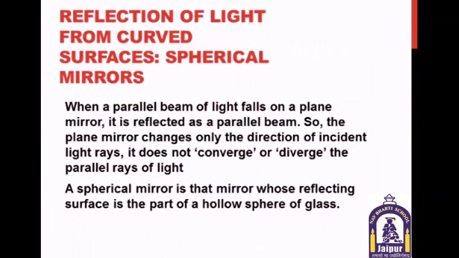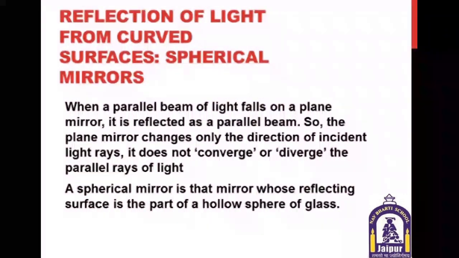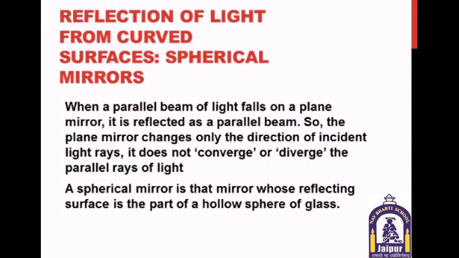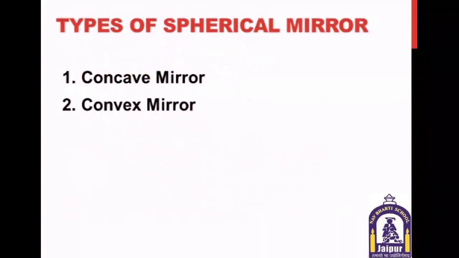A spherical mirror is a mirror whose reflecting surface is part of a hollow sphere of glass. So, what is a spherical mirror? You must have seen balls. A ball is a sphere in shape. So, a spherical mirror is a sphere made of mirror, which is hollow from inside. Okay, so it must be clear what a spherical mirror is. Now let's move on. There are two types of spherical mirrors. One is the concave mirror and the other is the convex mirror. You must have heard their names.